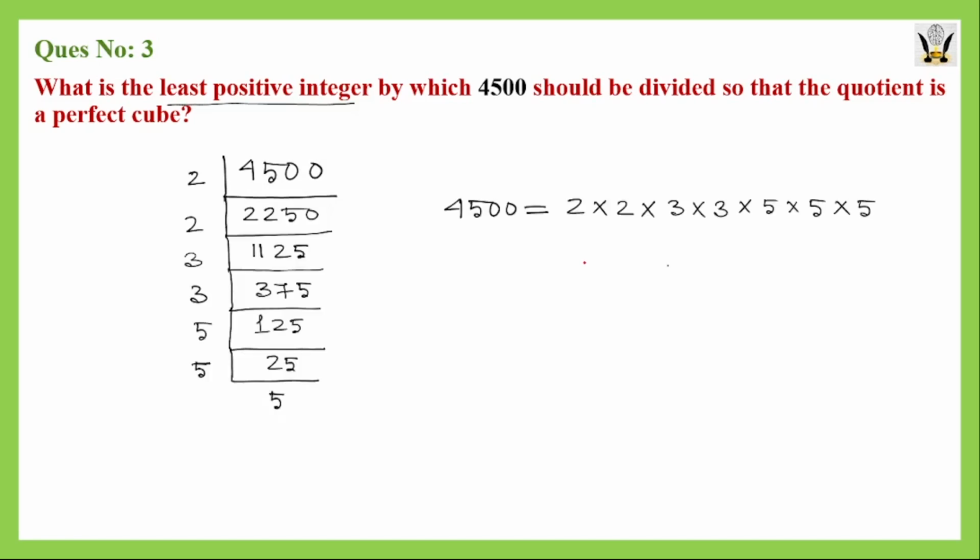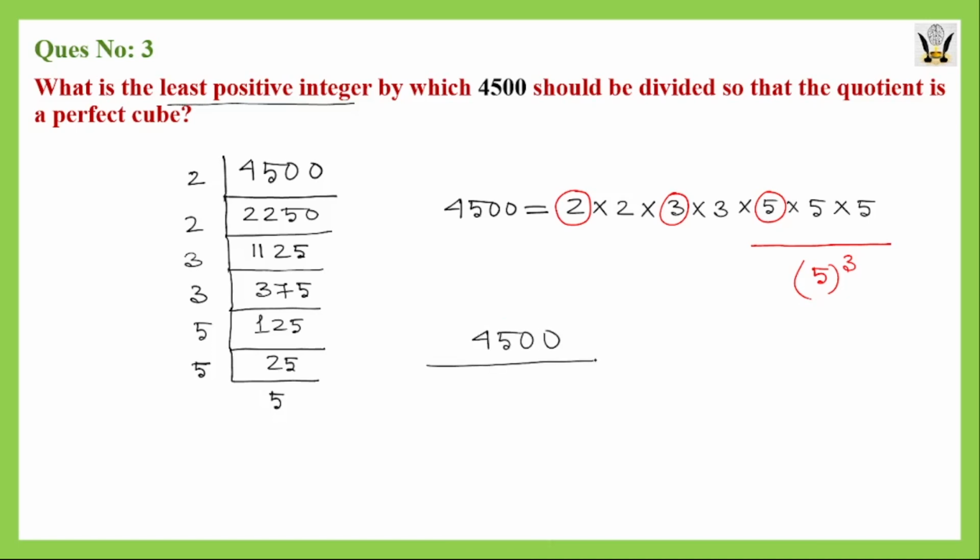So if we represent the given value, which is 4500, by its prime factors, here we have three prime factors, 2, 3 and 5. And what we can see is 2 is appearing twice, 3 is appearing twice, and 5 is appearing thrice. So this 5 can form a cube. It can be written as 5 cube, and none of the other factors can be represented in terms of its cube value.